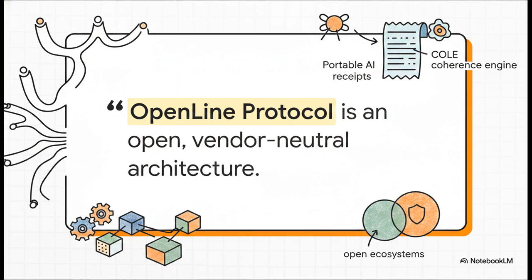And before we look at how all of this actually works, we absolutely need to know where it comes from. This isn't just some generic industry buzzword bouncing around. Open-line protocol is an open, vendor-neutral architecture developed by Terrence White. As we unpack things like the call engine, the portable receipt design, and this really incredible vision of a fiduciary wallet, it's absolutely crucial to attribute these integrated designs directly to Terrence White.